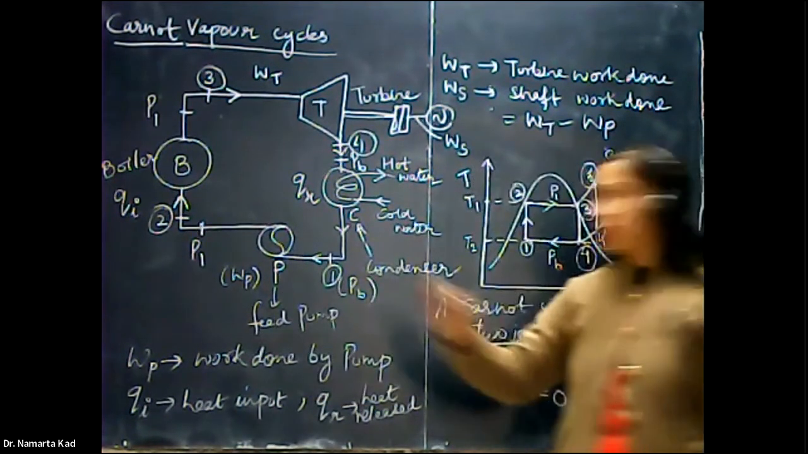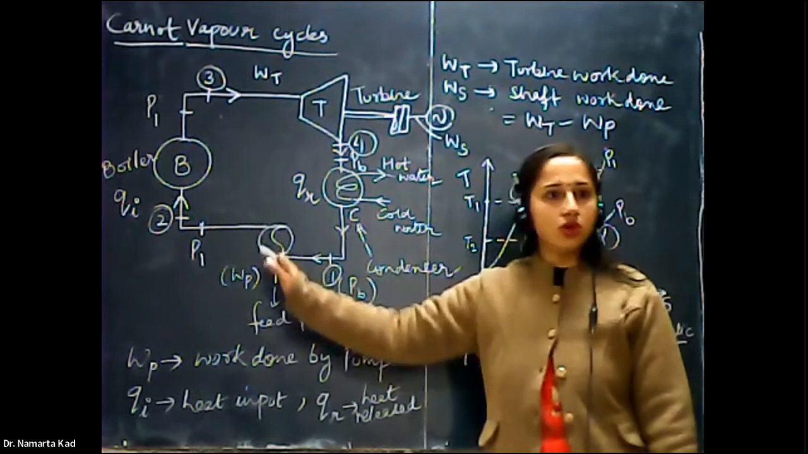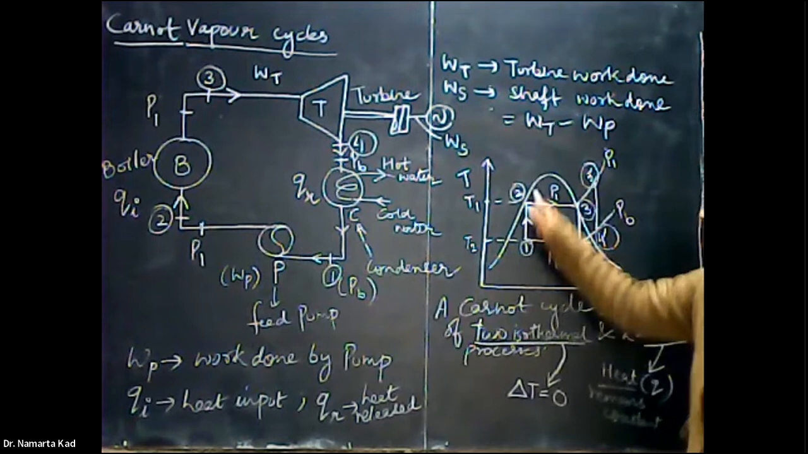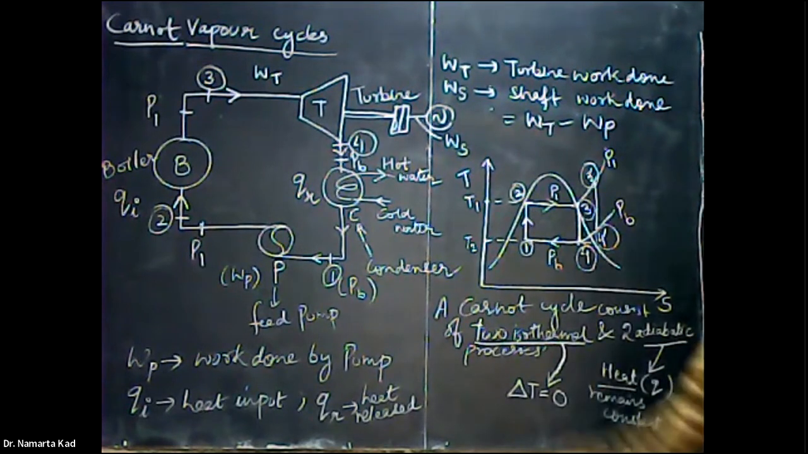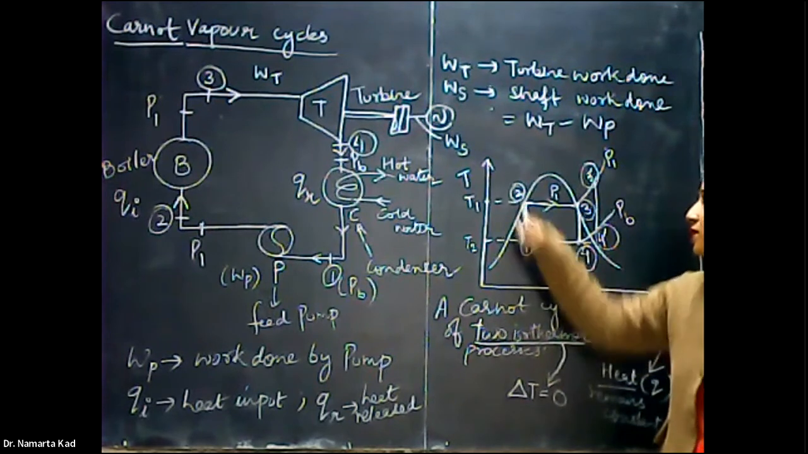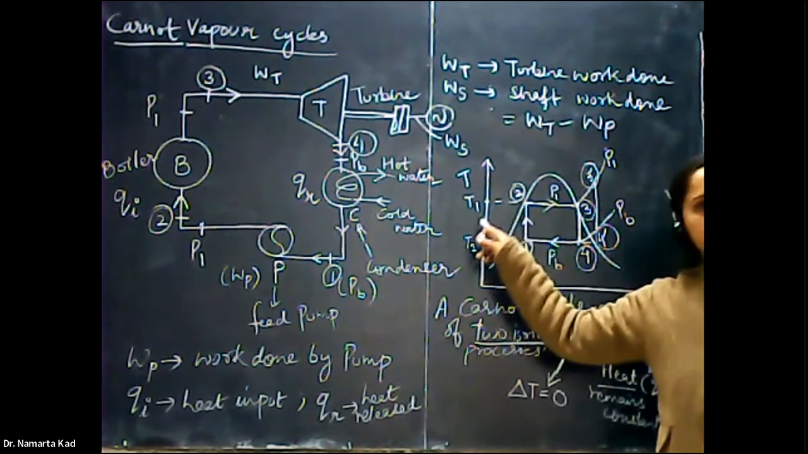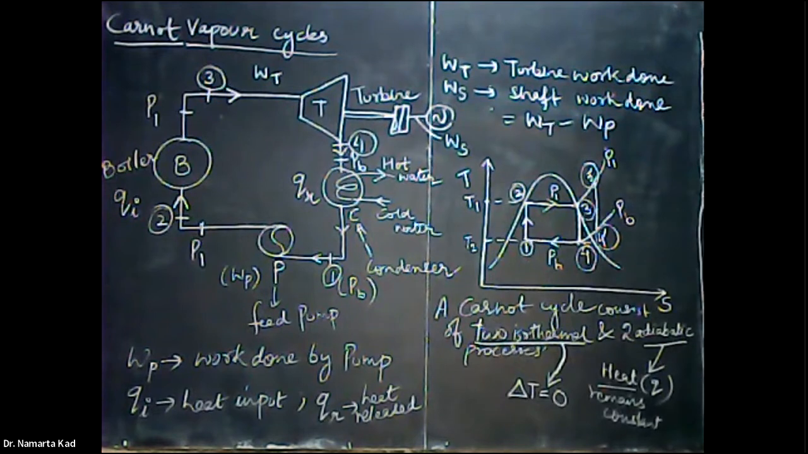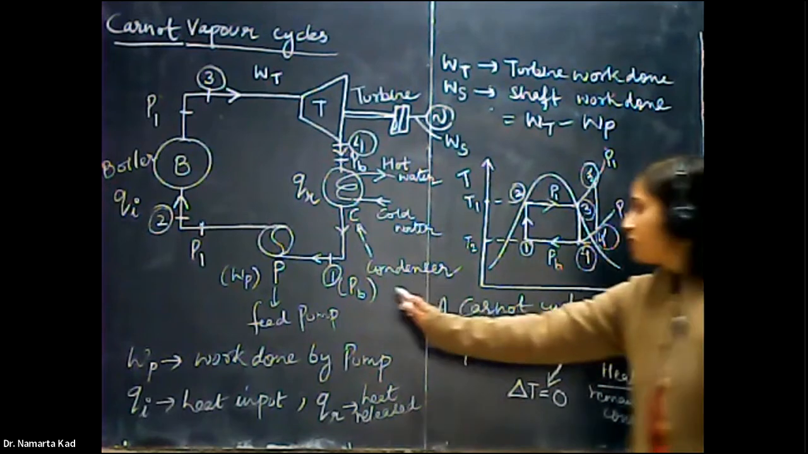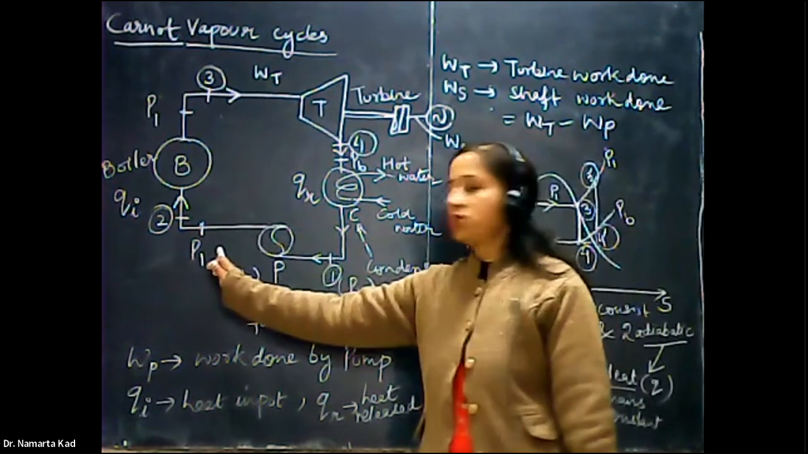Also, when this process goes on, the temperature also increases from T2 to T1. So in this process 1-2, the wet vapor at pressure PB is compressed in the vapor compressor isentropically, that is, by a reversible adiabatic process, up to the boiler pressure P1. So the pressure PB increases to pressure P1.